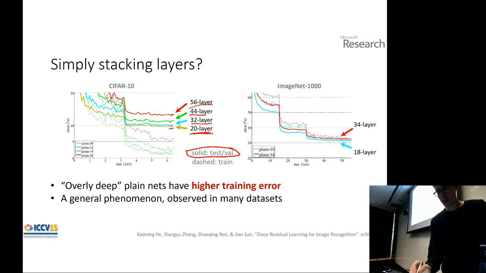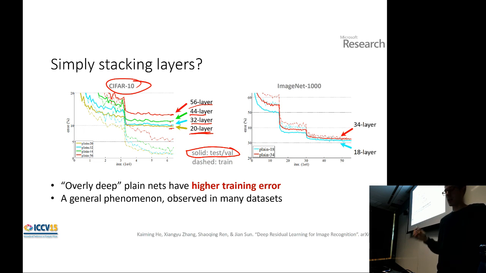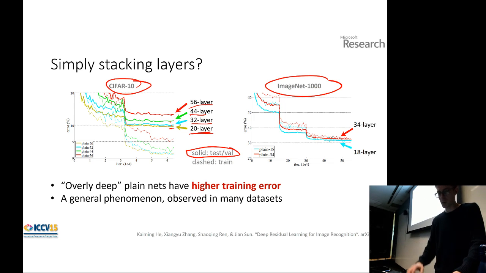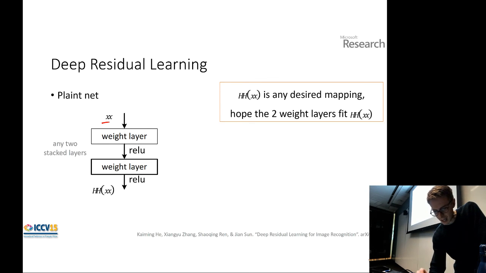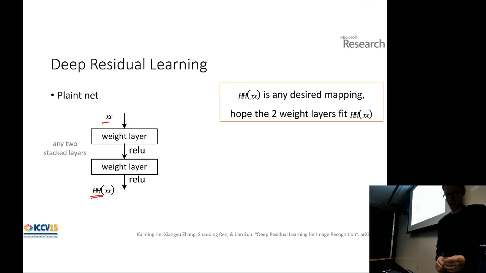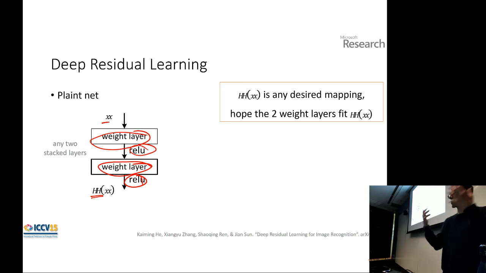So this was for CIFAR-10, which is a data set where you're trying to classify 10 different classes. This was for ImageNet 1000, where you have 1,000 different output classes, and the same trend holds there. Okay, so the plain neural network is essentially saying we have some input x, and we have some output h of x. And there's going to be some weight layer, and some ReLU layer, and some weight layer, and then some ReLU layer. Okay, so it's some pair of stacked layers in this fashion.